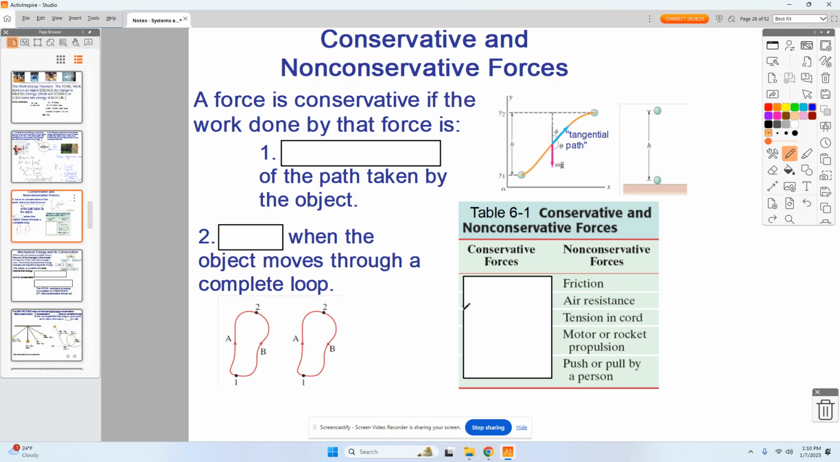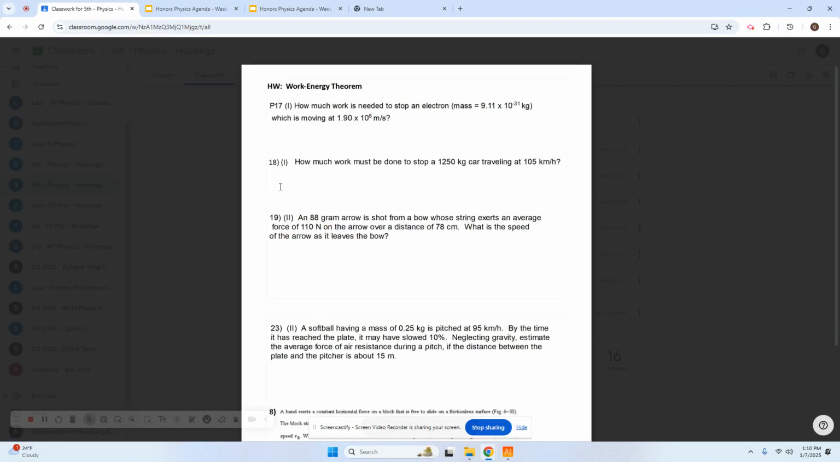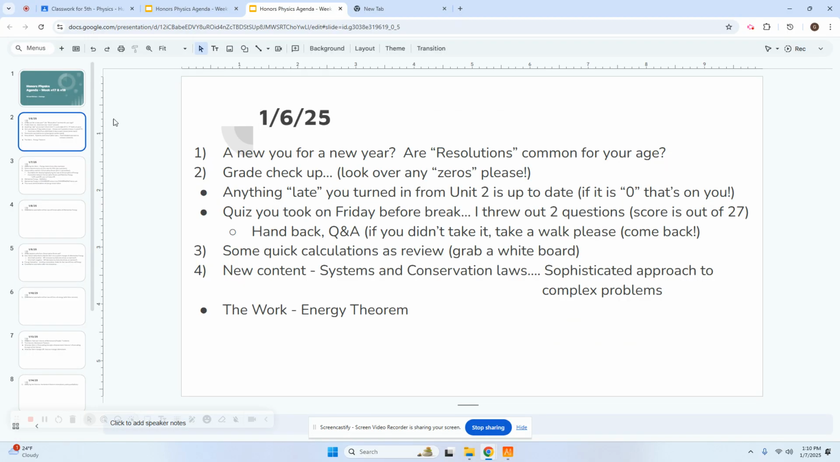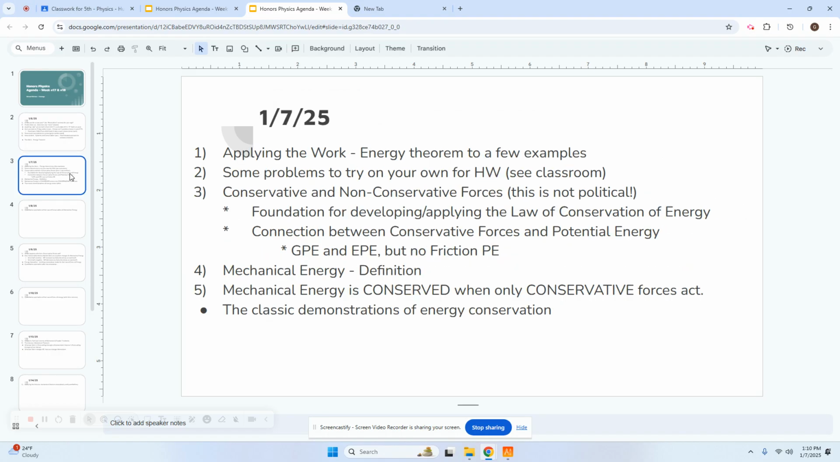called conservative and non-conservative forces. So I want to take a moment and relook at my agenda. So for this one, some problems to try. You got that? We got to look at conservative, non-conservative forces today.